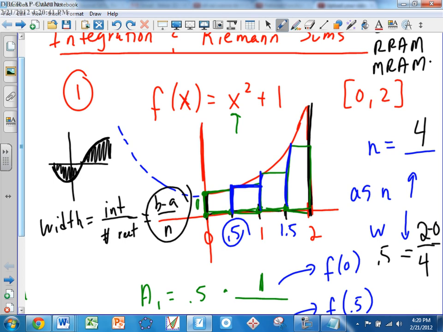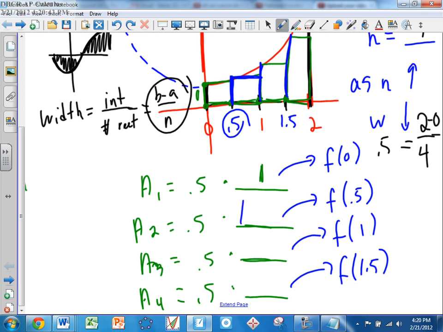0.25 and 1, 1.25. Now, the next one, I want to plug in 1 into the function. Because again, here's my left part of this rectangle. This was my left part of the second rectangle. This was my left part of the first rectangle. Because we're doing LRAM, we're using the left side. So the left rectangle is 1.